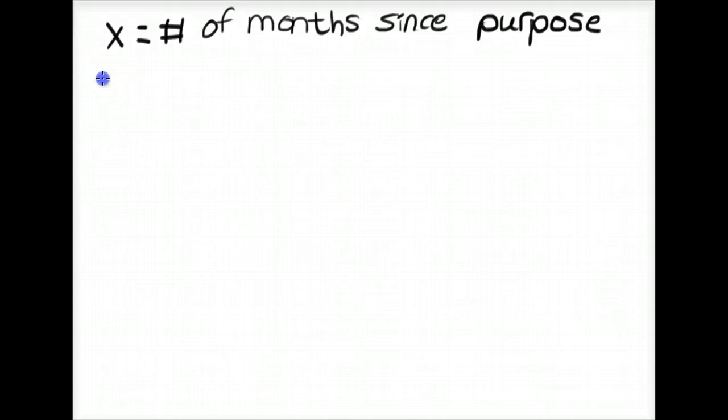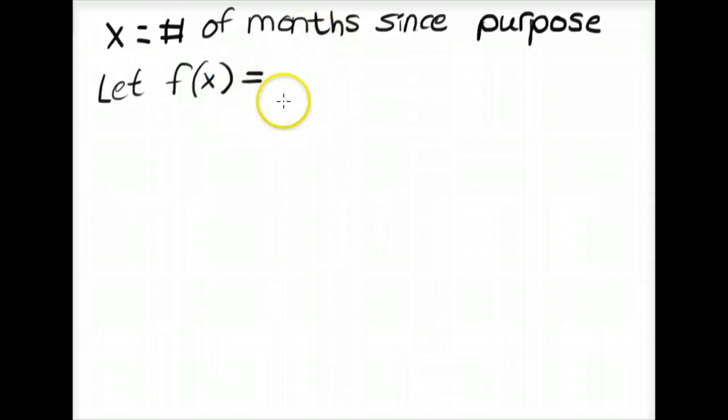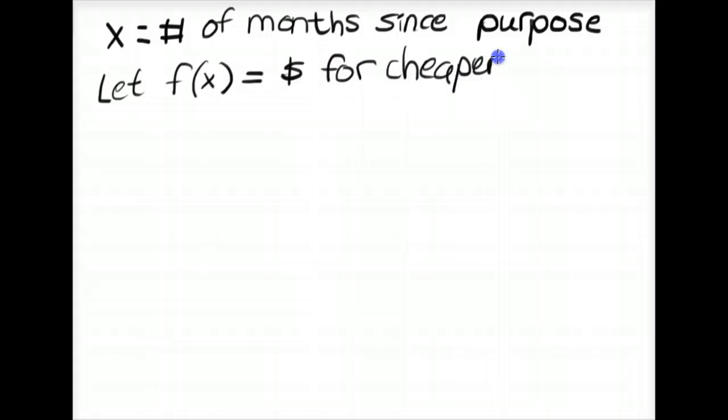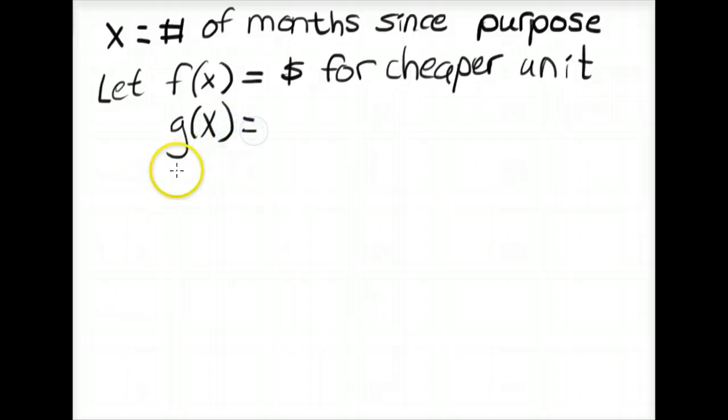At that point, we're going to let f of x equal the total number of dollars spent in x months if you buy the cheaper unit. So I'm just going to write the dollar sign for cheaper unit. And we're going to let g of x equal the total number of dollars spent in x months if you buy the more expensive unit. So I'm just going to write a dollar sign for more expensive unit.